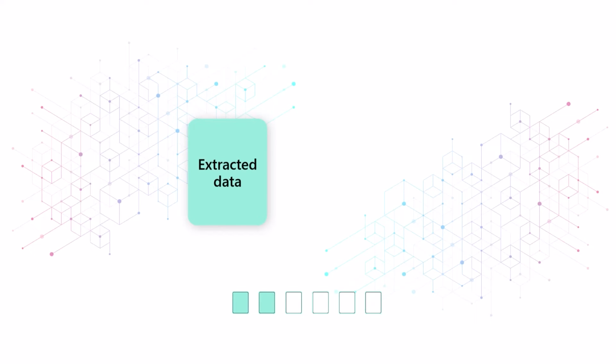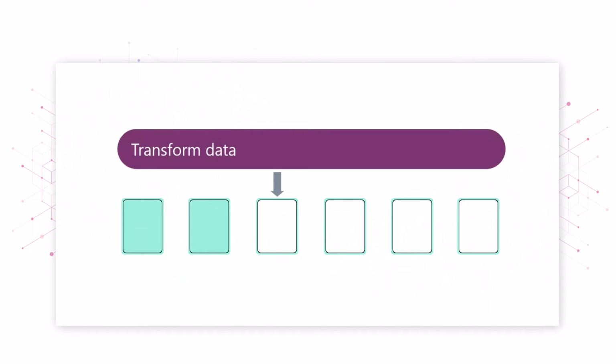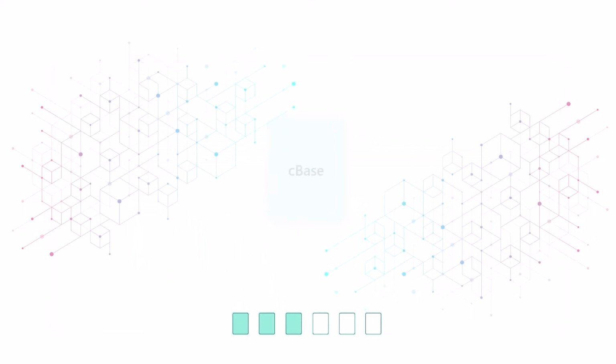After you've extracted the data, you transform it into a special type of database called a columnar database, or CBase. We'll transform our extracted data into a CBase using a tool called Spectre Build. Let's talk a little bit more about CBases and why they're useful.